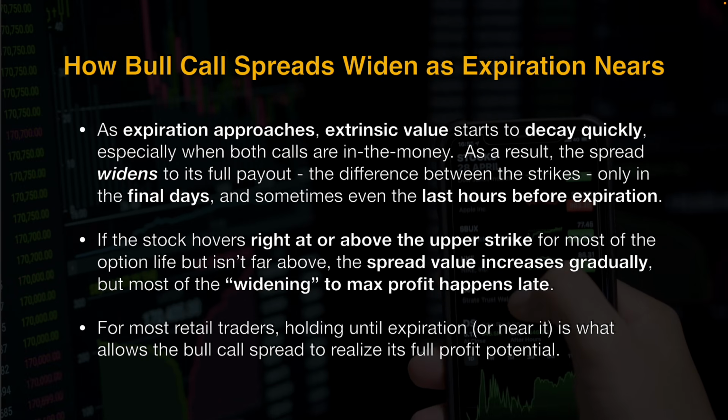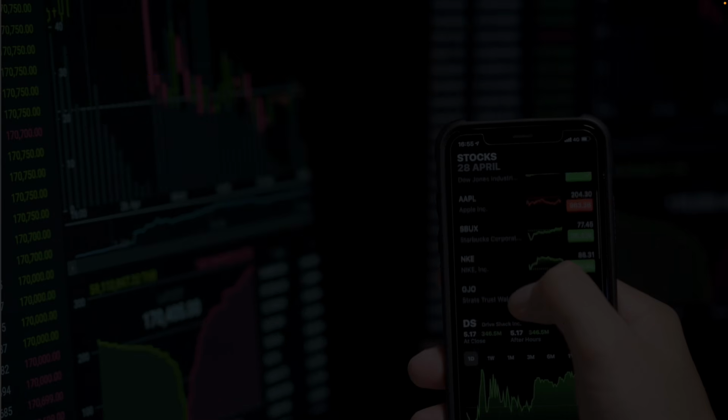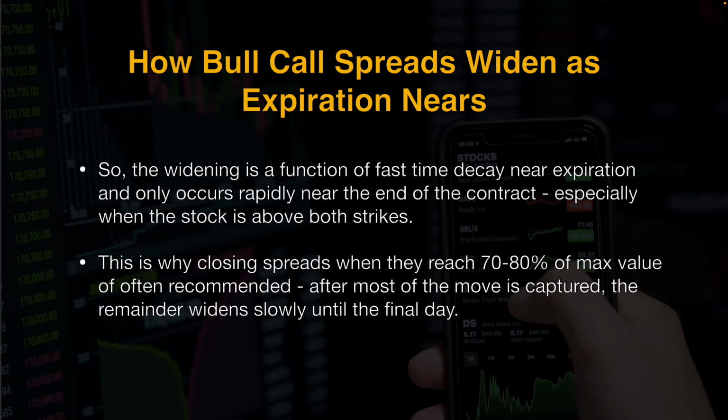If the stock hovers right at or above the upper strike for most of the option life, but isn't far above, the spread value increases gradually, but most of the widening to max profit happens very late in the trade. For most retail traders, holding to expiration or near it is what allows the bull call spread to realize its full profit potential. So the widening is a function of fast time decay near expiration and only occurs rapidly near the end of the contract. And this is especially true when the stock is above both strikes. This is why closing spreads when they reach 70 to 80% of max value is often recommended. After most of the move is captured, the remainder widens slowly until the final days.